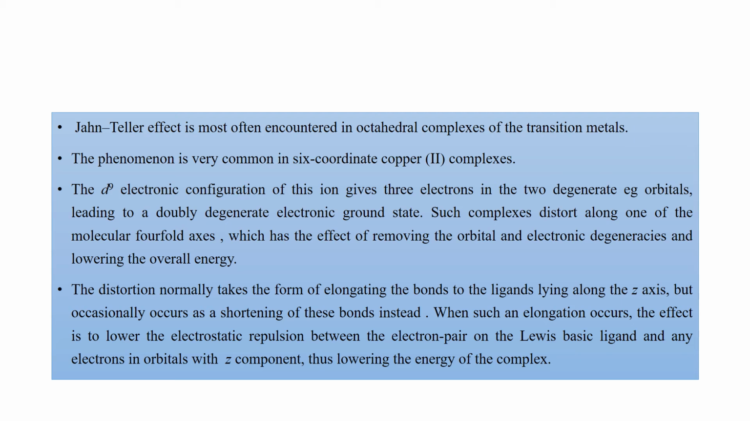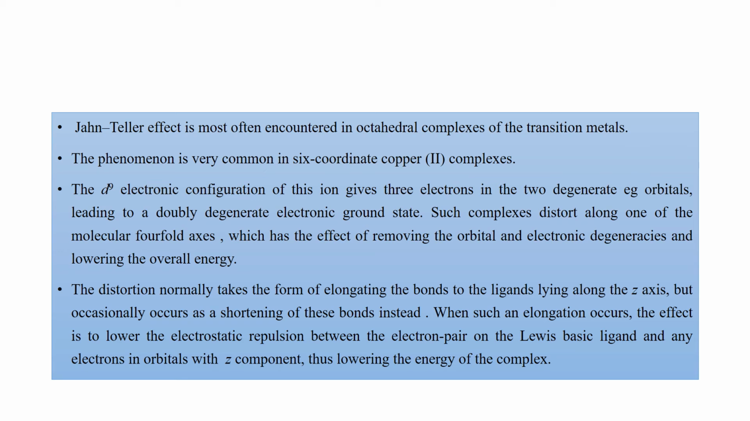The distortion normally takes the form of elongating the bonds to the ligands lying along the Z-axis, but occasionally occurs as a shortening of these bonds instead. But Jahn-Teller distortion does not predict the direction of distortion. Only the presence of an unstable geometry is detected.